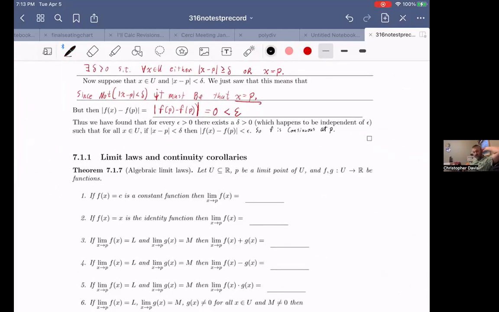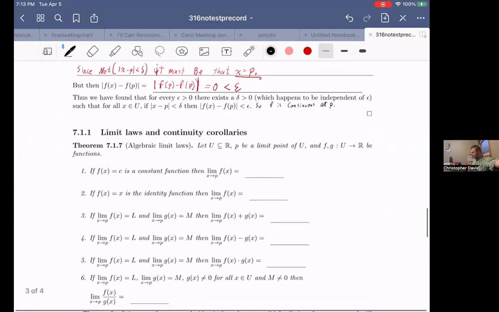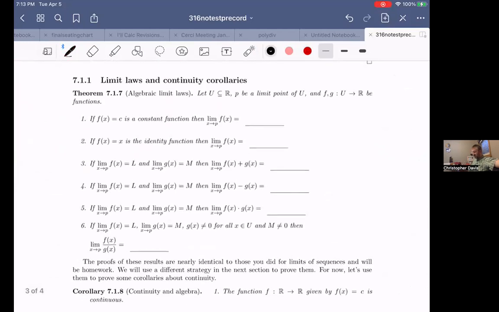So the last thing that I want to do is not prove the limit laws for limits of functions. We'll do that next time using the philosophy of sequences. I want to state them though. So here's a list of results. Go through them and complete them. You already know what's going to go in there, so just do it. Maybe pause me, and then come back. So you've come back now.